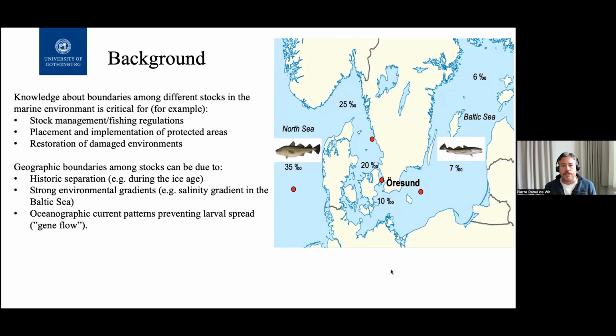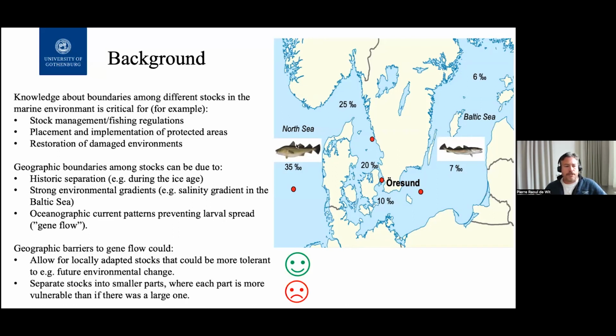You can also imagine that environmental gradients, such as the Öresund here, where you have a very strong salinity gradient, can also create a boundary where you can have populations that are adapted to low salinity in here, but adapted to high salinity out in the North Sea. Finally, you can also have barriers due to, for example, current patterns that prevent larvae from spreading from one area to another.